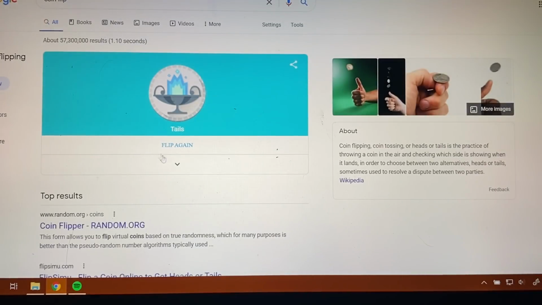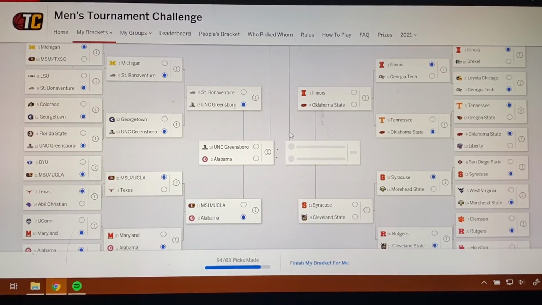Illinois versus Oklahoma State, guaranteed to have a single-digit seed here. Come on, Illinois. Oh, we have Cade Cunningham and Oklahoma State. All 1 seeds are gone.